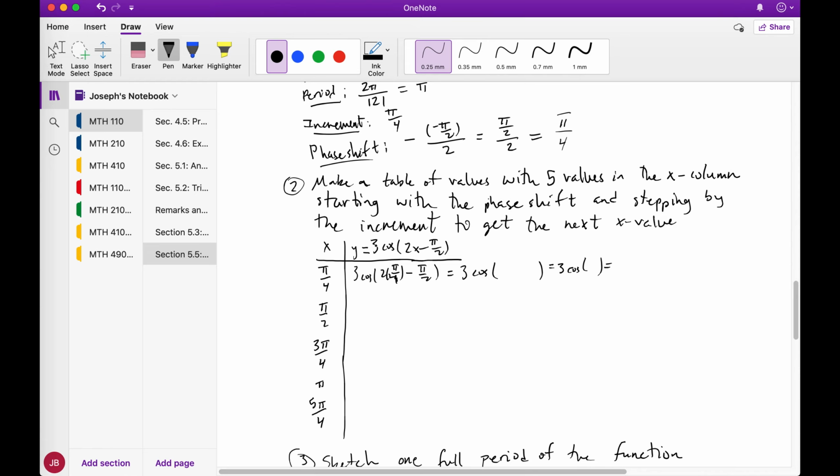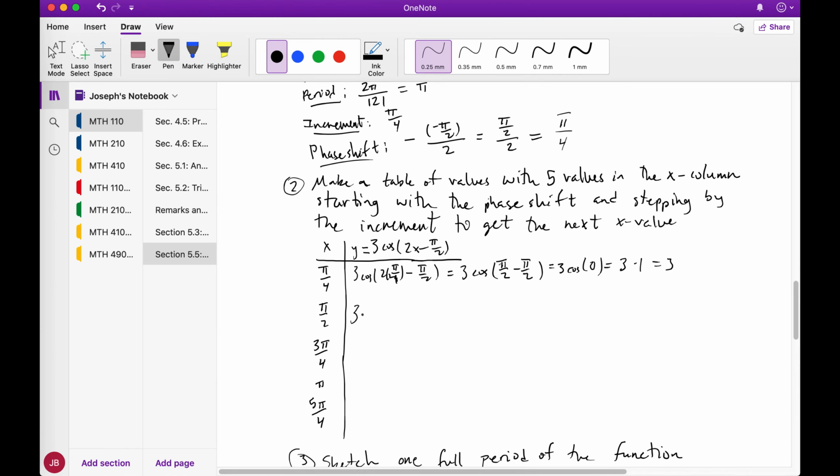So here I get 3 times cosine 2 times my x value, which is pi over 4 minus pi over 2. 2 times pi over 4 is pi over 2. And pi over 2 minus pi over 2 is 0. Cosine of 0, be very careful, is 1. So this is 3. Right? 3 times 1, which is 3.